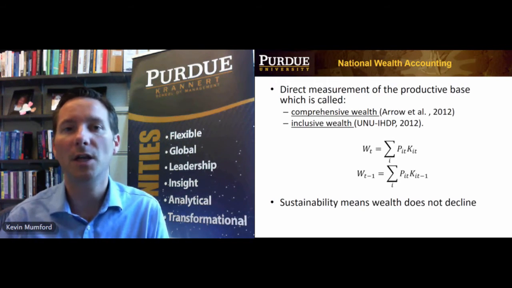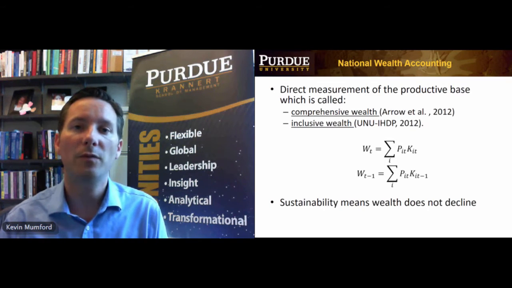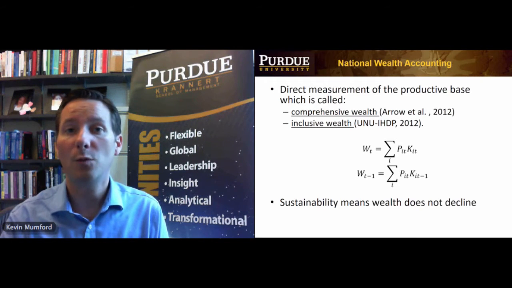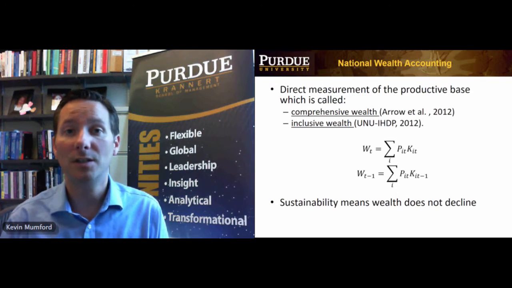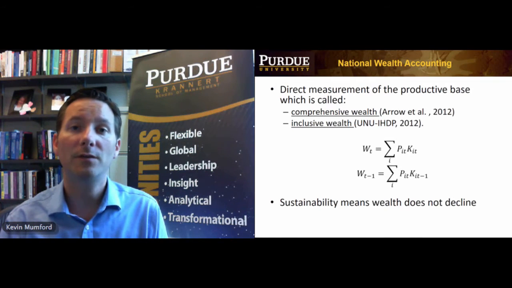Or you can do this at a sub-country level too. You can do it state by state. I've done that in a paper from a few years ago. You can do this even more locally if you want, as long as you've got measures of capital at that level of society. And then, again, to recap, sustainability just simply means wealth is not declining. If you want future productivity to be high and future well-being to be high, you need the wealth to support that.